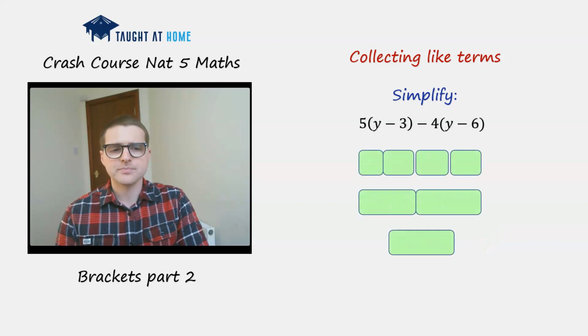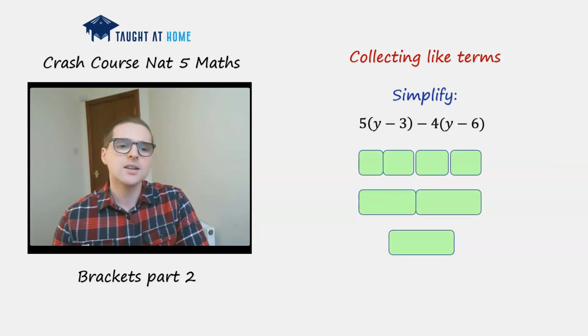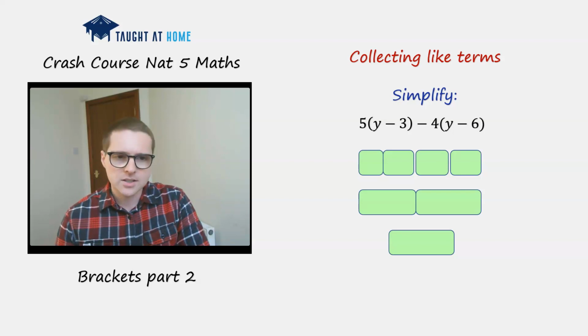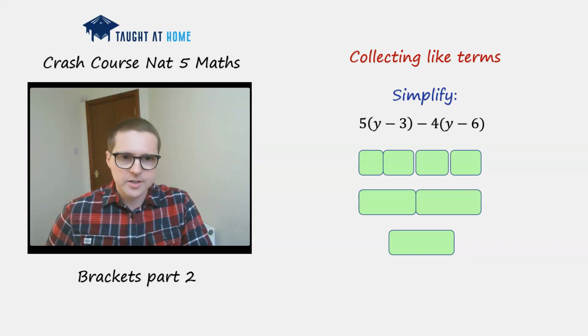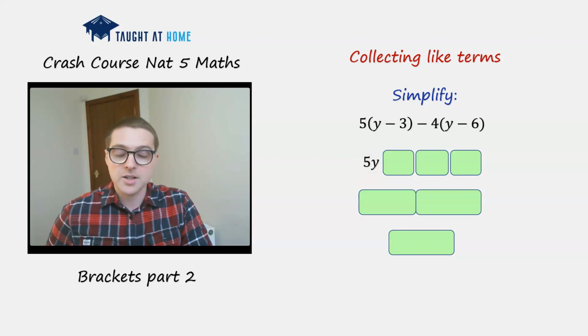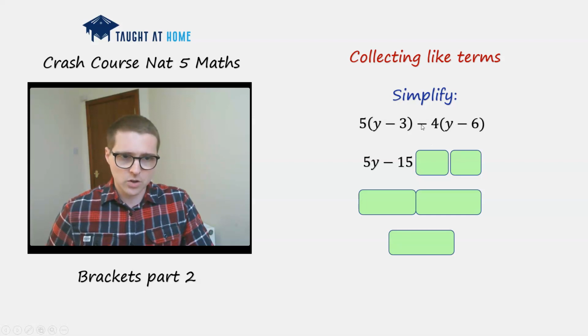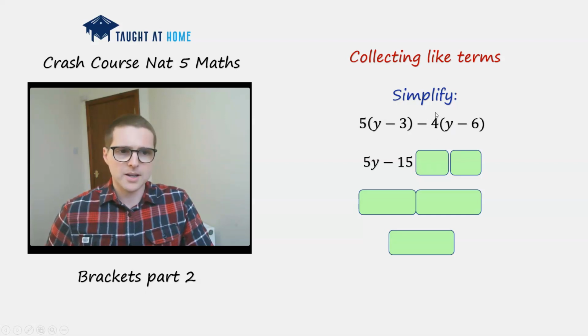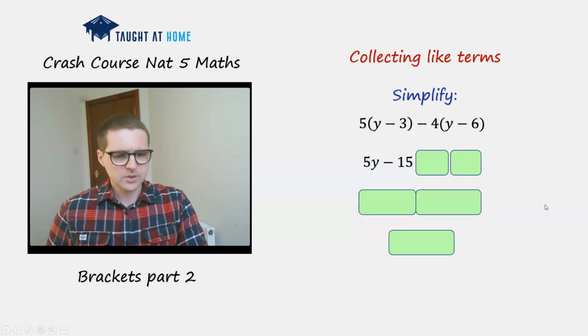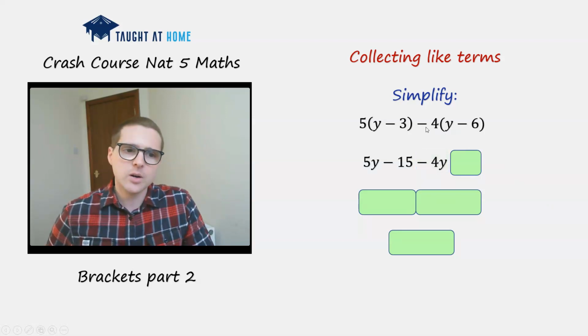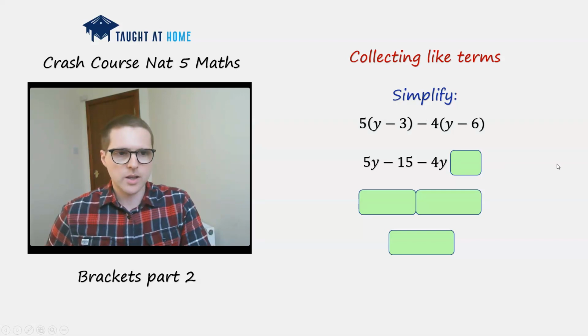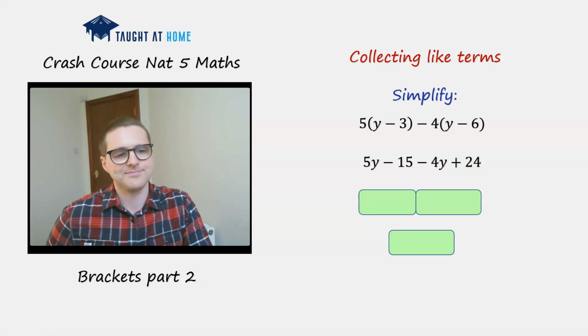Let's have another go. 5 in brackets y minus 3 minus 4 in brackets y minus 6. Okay, so let's start with the left term first. So we've got 5 times y is 5y, and then 5 times minus 3 is minus 15. And now this minus is associated with this 4. So we are going to multiply minus 4 by y. So it's going to be minus 4y. And now we're going to be multiplying minus 4 with minus 6. And we get positive 24.